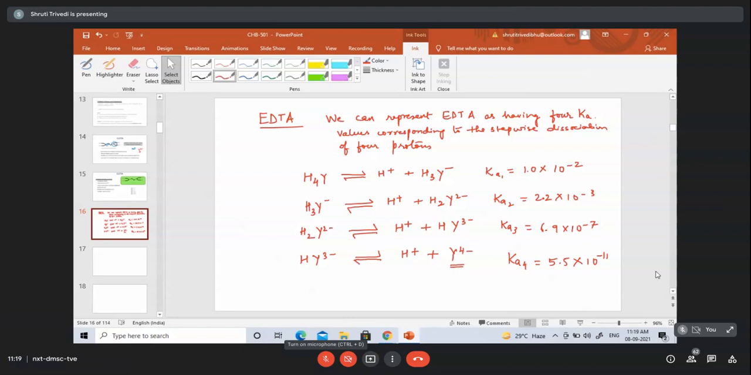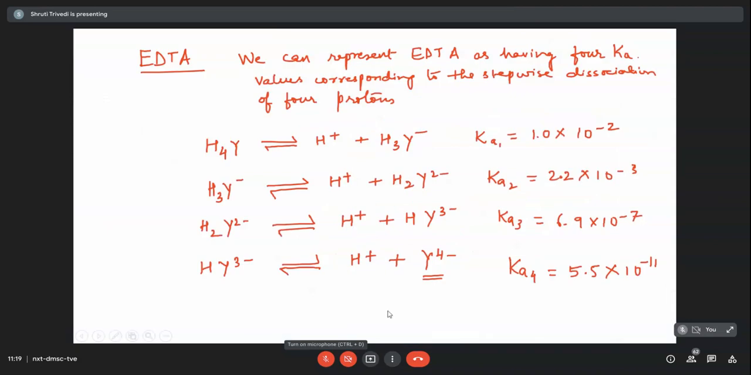You can see all four carboxyl groups plus two nitrogens on the EDTA molecule can protonate. And in reality, there are six dissociation steps, which means it has six Ka values. If you start with H6Y2 plus, and it loses one proton, then you have H5Y plus.